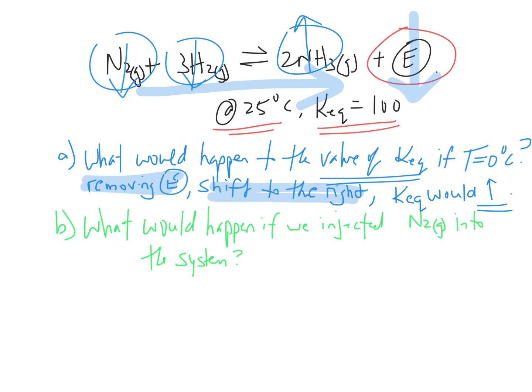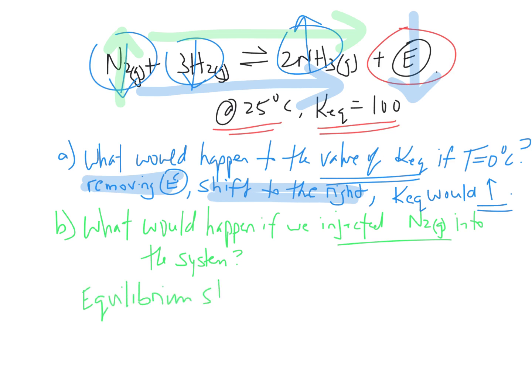In green here, let's talk about this one. What would happen if we injected nitrogen gas into the system? Well, according to Le Chatelier's principle, this is like increasing the concentration of nitrogen. So it would shift away from that added amount. It would shift to the right. Okay, so we can say that equilibrium would shift to the right.